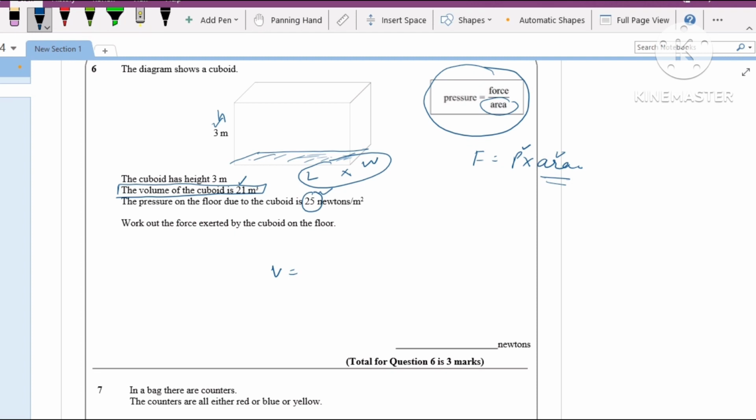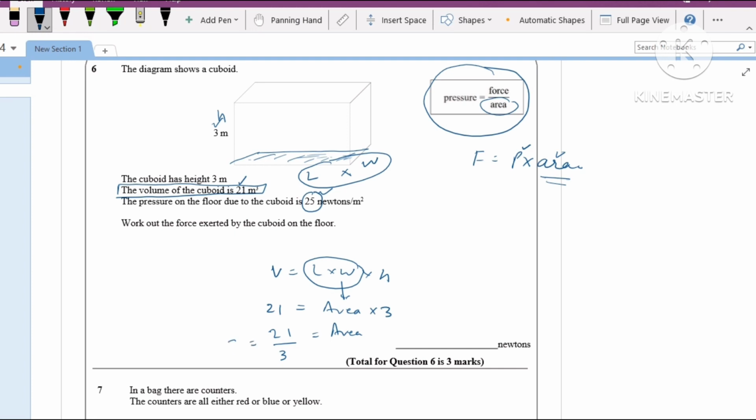Volume is equal to length times width times height, and length times width collectively give us the area with the contact. So we will write area to replace length and width. The height is given as 3, and the volume is given as 21. So the area with the contact, that 3 will go there. We will divide 21 by 3, that is 7.